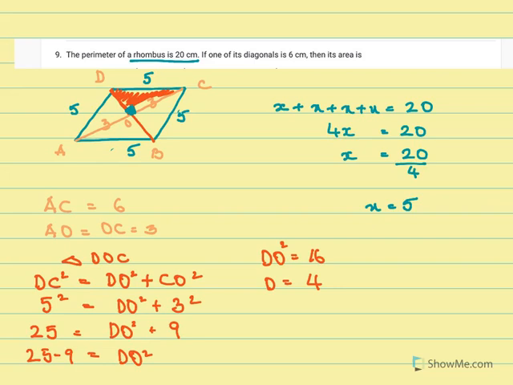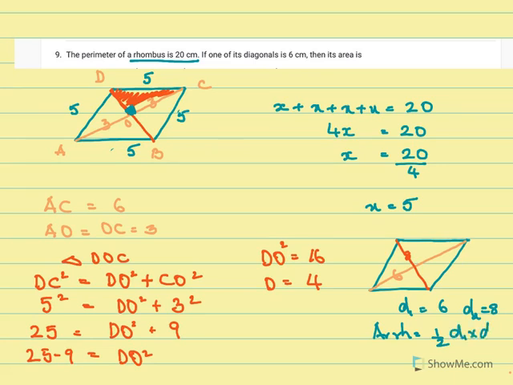I'll draw the diagram of the rhombus again. So I have my rhombus here. And I have found one diagonal I know was already given to me as 6. This diagonal was given as 6. And now I found the other diagonal. I found DO as 4. So the whole diagonal will be 8. So I have D1, one diagonal equal to 6, the other diagonal equal to 8. And area of rhombus is half D1 into D2. That is half 6 into 8, and the answer here comes 24.